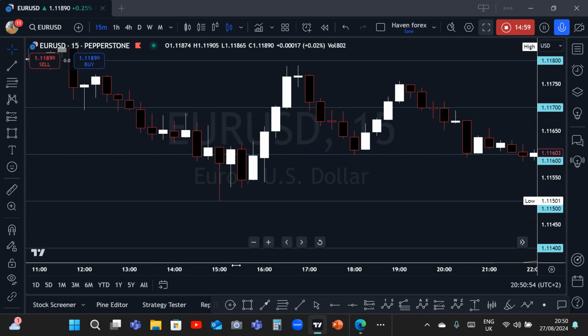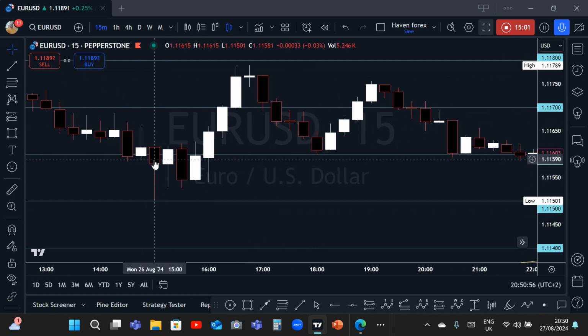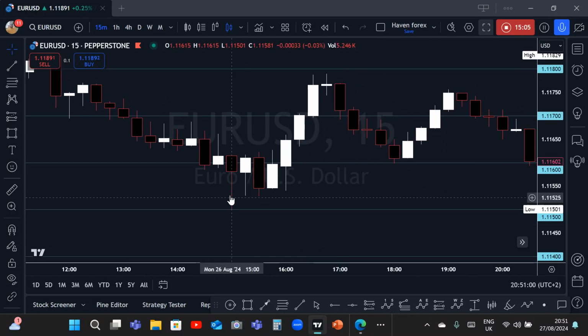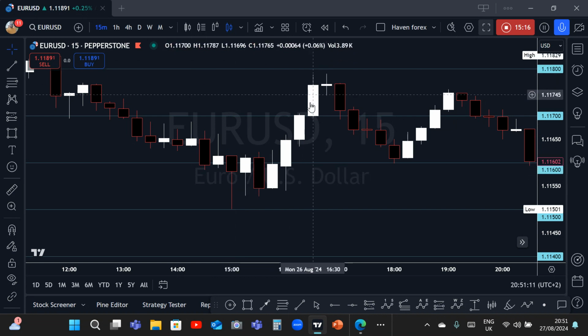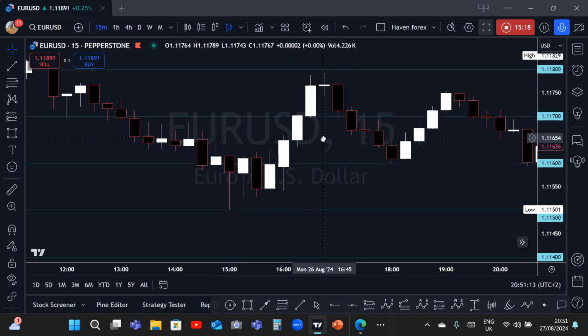Now you see this is a pin bar. The pin bar just shows you that sellers pushed the price up to this point, but buyers rejected the price. And now they want to take over and push the price higher.